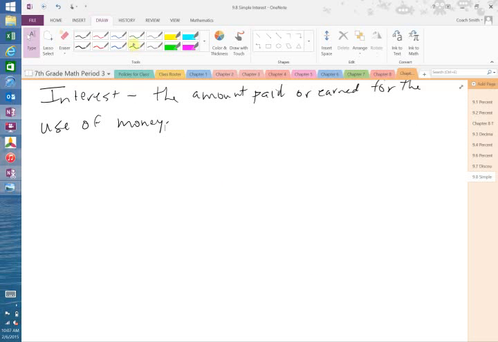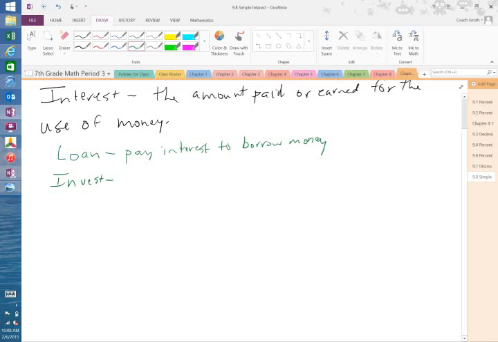Basically, there's two types of interest. If I have a loan from a bank, credit card, anything like that, in other words, I borrow money, I have to pay interest to borrow money.